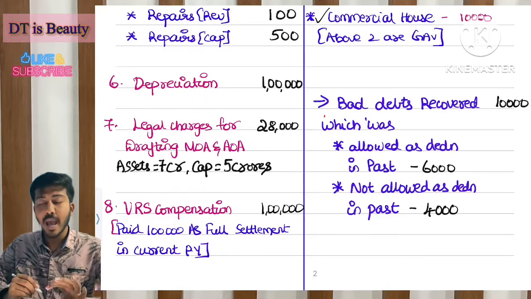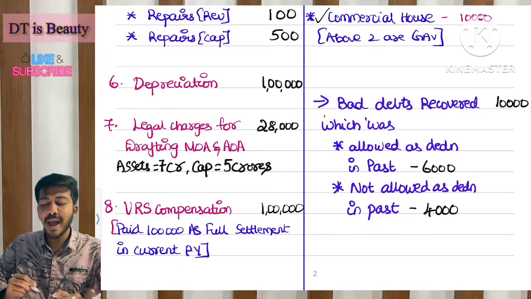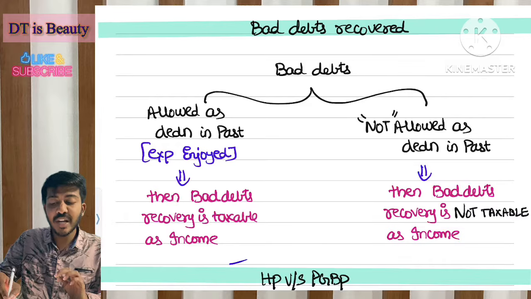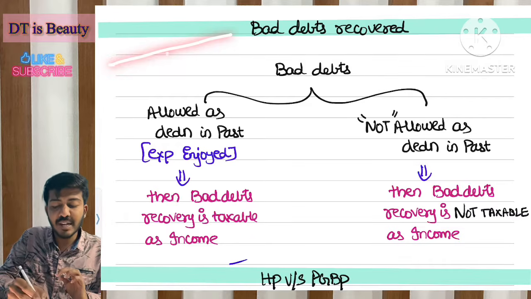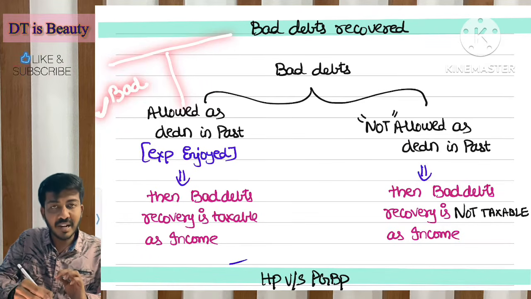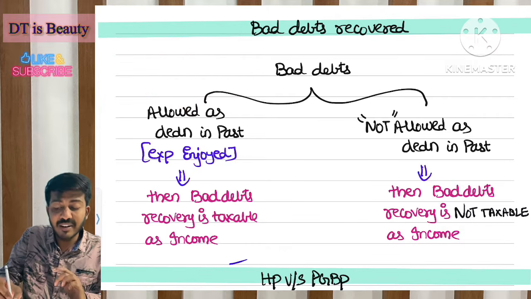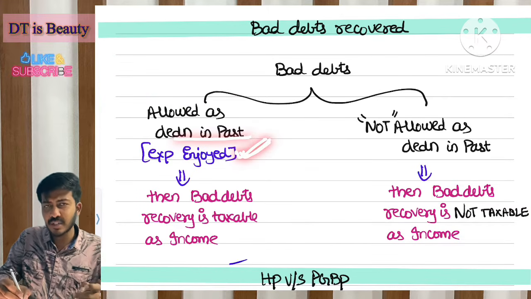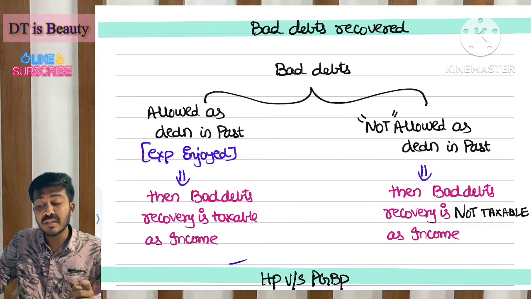Come to the next point, bad debts recovered. So bad debts, you would have learnt a point. See the screen. For bad debts, you should check whether the bad debts in earlier years, if you have incurred bad debts and if it is written off in the P&L, you would have taken as a deduction, right? So you should check whether the recovered bad debts is allowed as deduction in the past, which means have you enjoyed the deduction, or it is disallowed in the past. You have to check this.